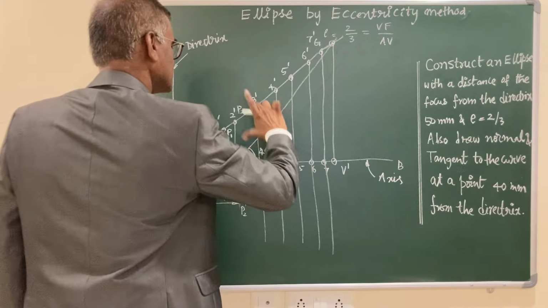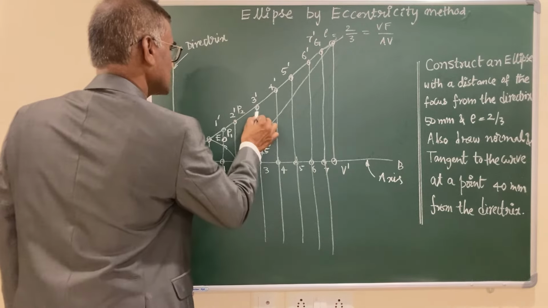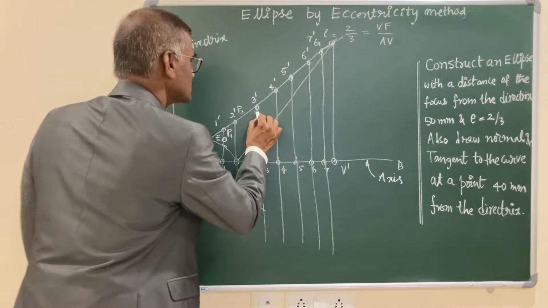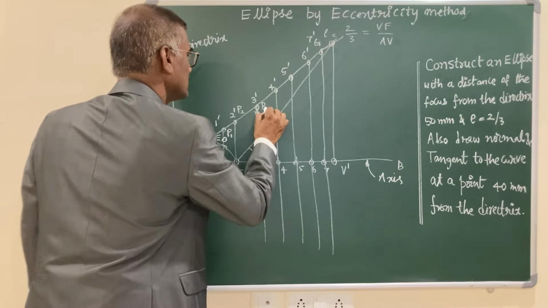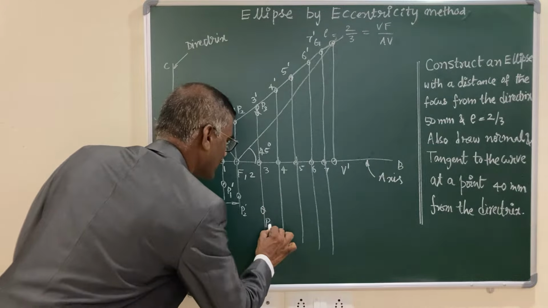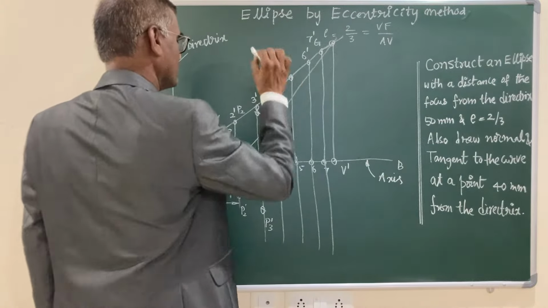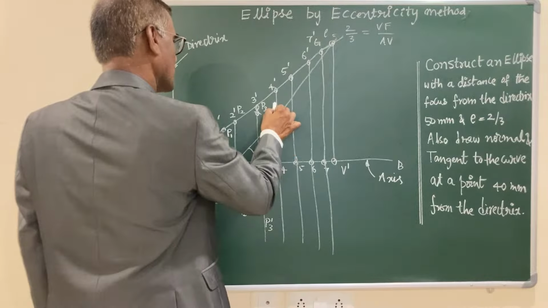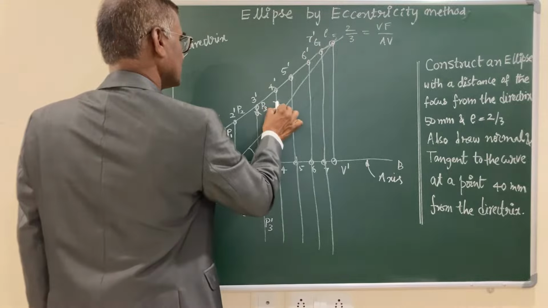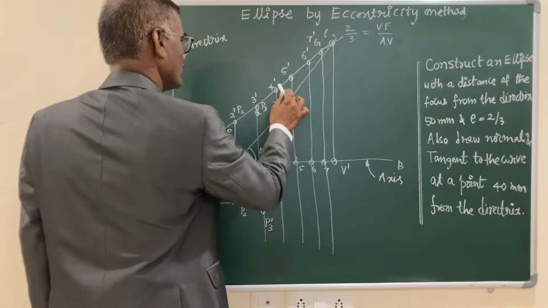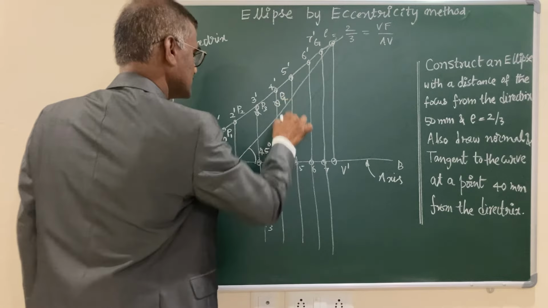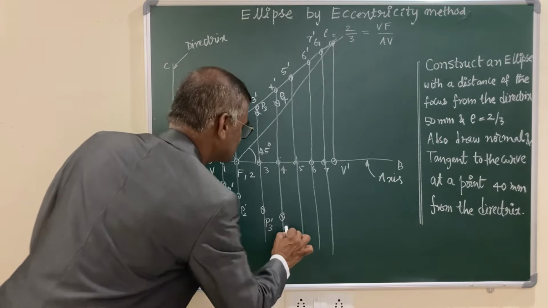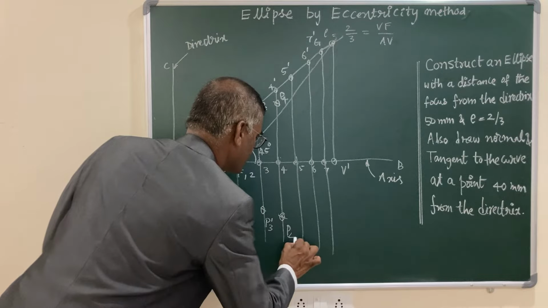3 prime as radius, F as center. Let us draw the arc above and below. So this point of intersection is P3 and below is P3 prime. 4 prime as radius, F as center, and let us locate on the same line and cut it. So this is your P4, and at the same distance below you are going to get P4 prime.